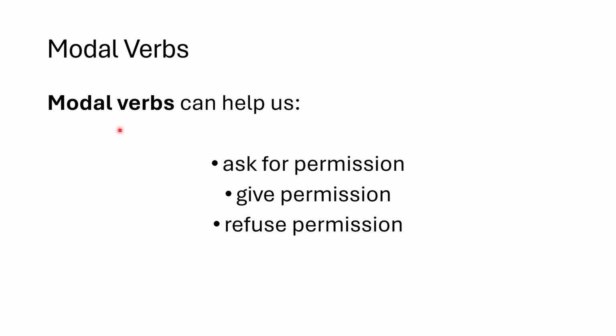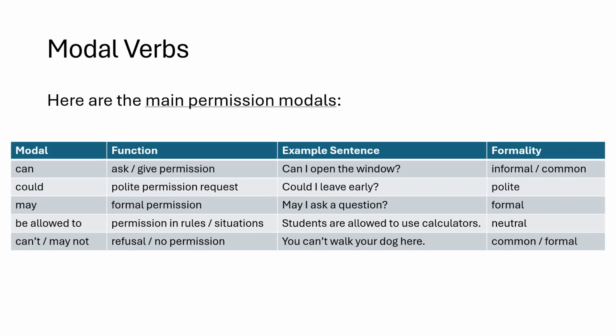Modal verbs can help us ask for permission, give permission, and refuse permission. Here are the main permission modals: can, could, may, be allowed to, can't or may not. Can asks or gives permission. Here is an example. Can I open the window? Can is used in informal and common speech.